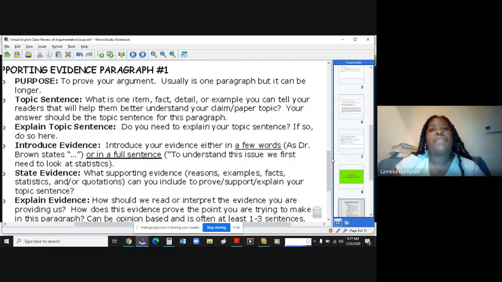So the purpose of your first paragraph is to prove your argument. It says usually is one paragraph, but it can be longer. So again, you're going to have 3 reasons for your argumentative essay. The first reason is going to be whatever your reason is. And then you're going to have to come up with the evidence to support your reasons.